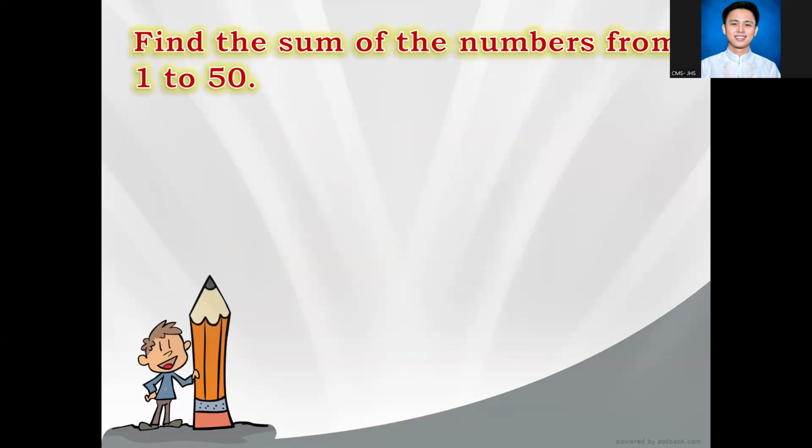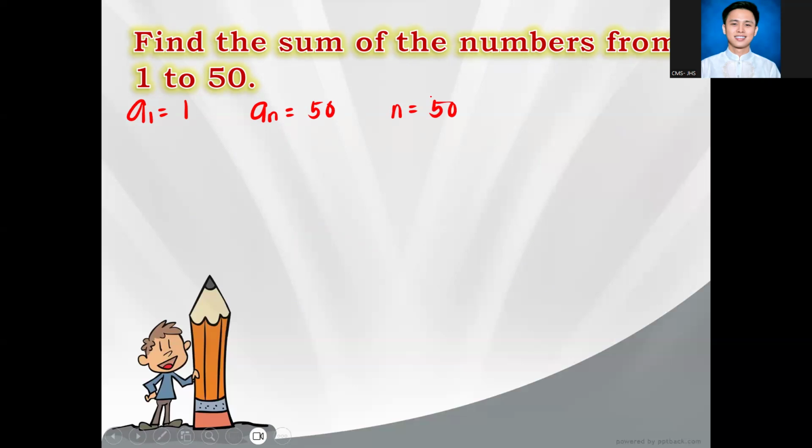First, find the sum or the series of the numbers from 1 to 50. So we need to add numbers 1 to 50: 1, 2, 3, 4, up to 50. So in this case, let's identify the given. We have the first term, obviously that's 1, and the last term, a sub n, 50. We also know that we are adding 50 numbers, right?